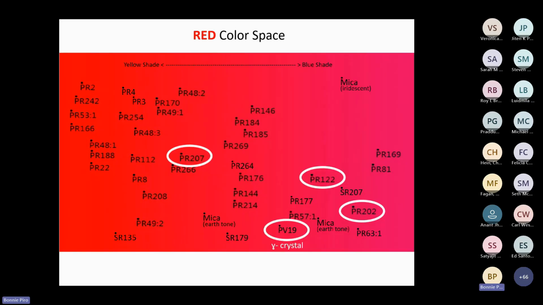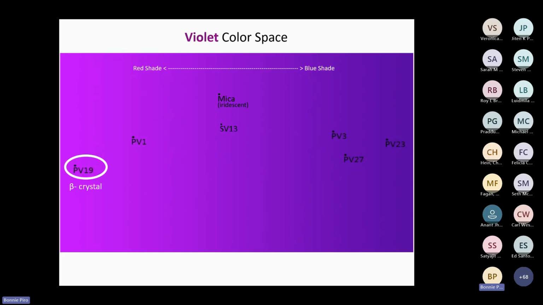From a color space perspective, I've highlighted a few of the quinacridones in the red color space. They do span from the yellow shade to the blue shade in the red color space, as well as the red shade in the violet color space with the beta crystal of Violet 19.